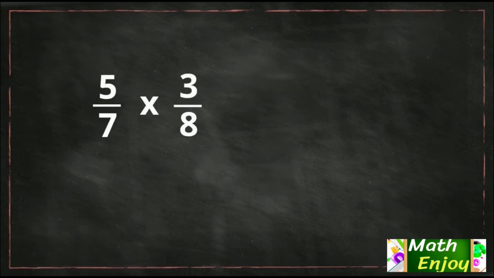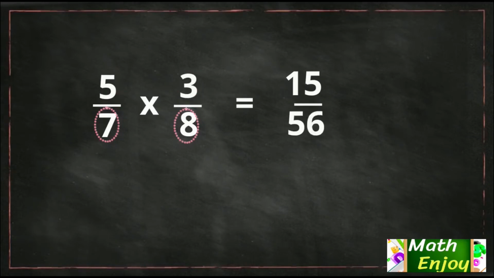Next one, 5 over 7 multiplied by 3 over 8. Here also we will multiply numerators together. 5 times 3, it is 15. 7 times 8, it is 56. Answer is 15 over 56.